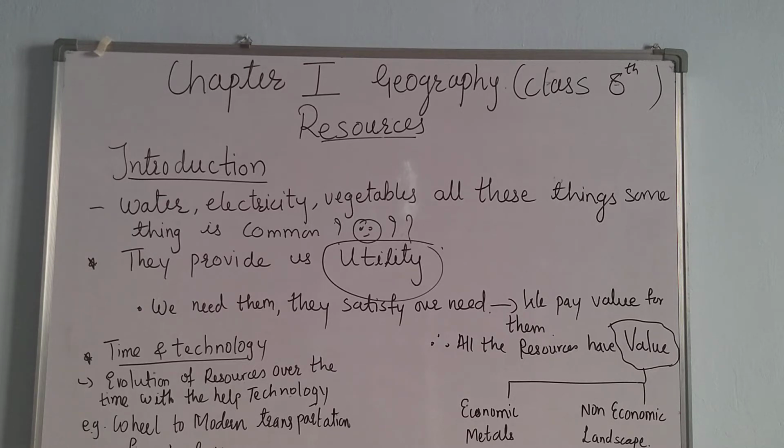So that means water, electricity, vegetables, all these things that we commonly use are nothing but resources. They provide us utility. What is meant by utility? Utility means we use them.